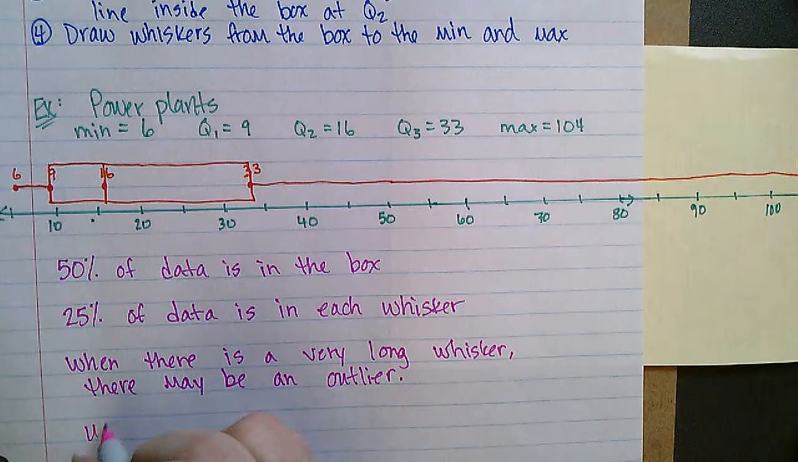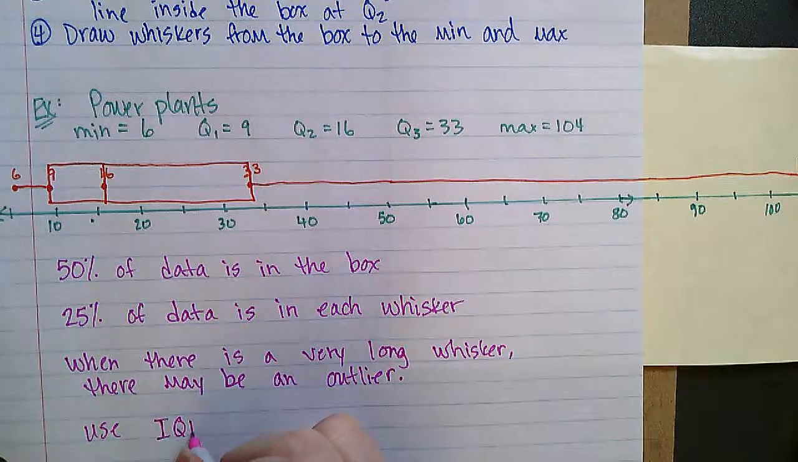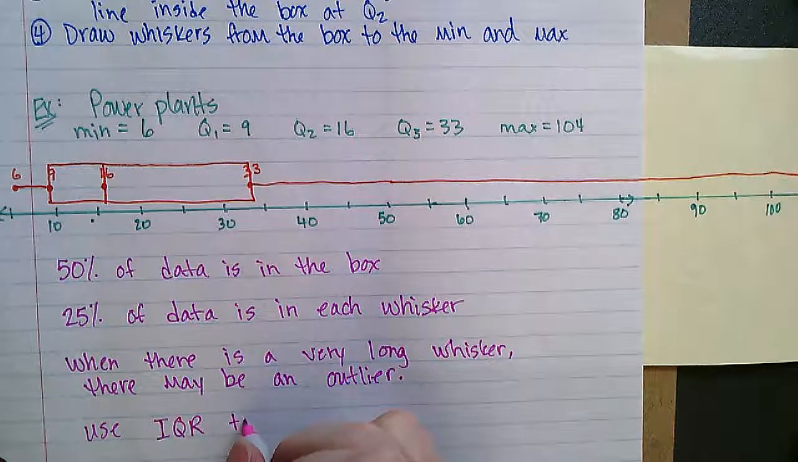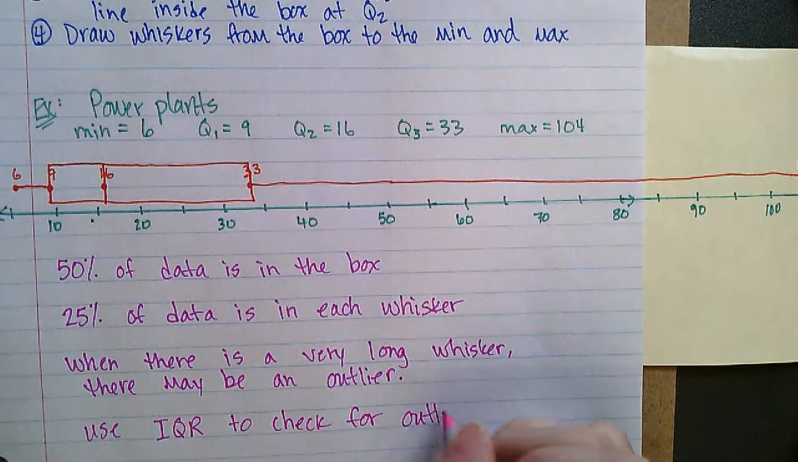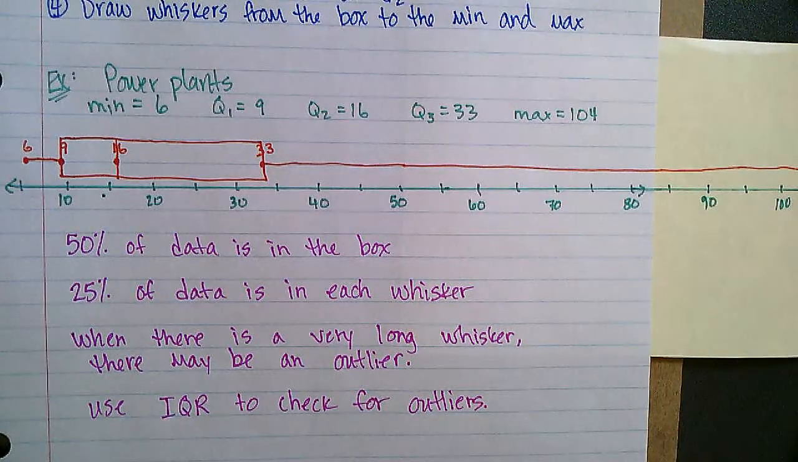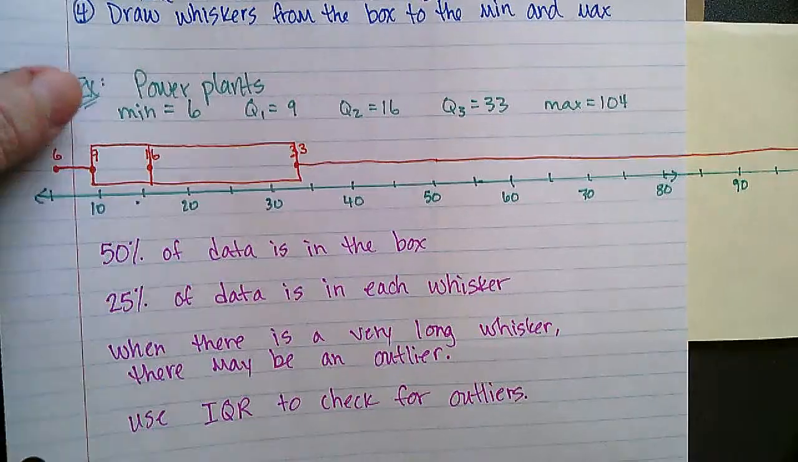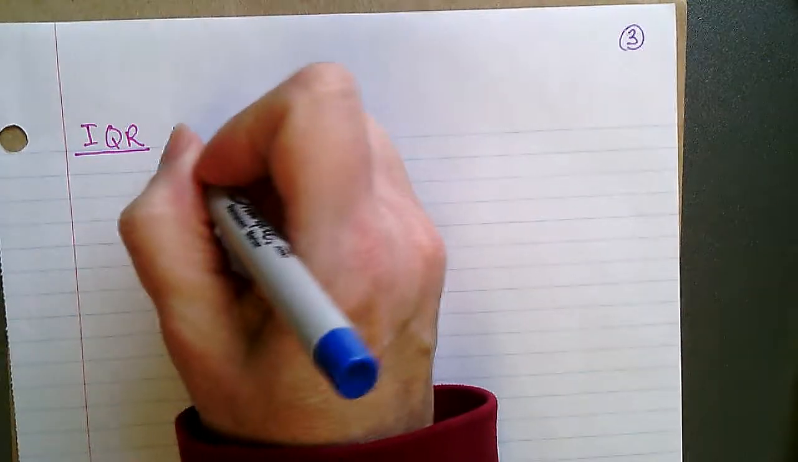So what we're going to do is use something called IQR to check for outliers. IQR is the abbreviation, or I guess the acronym, for interquartile range. So IQR, interquartile range.